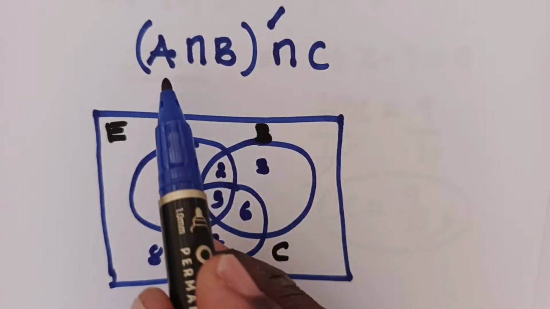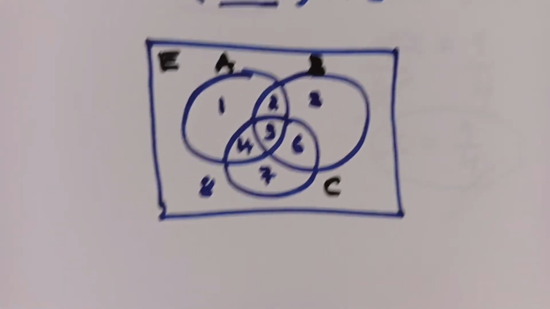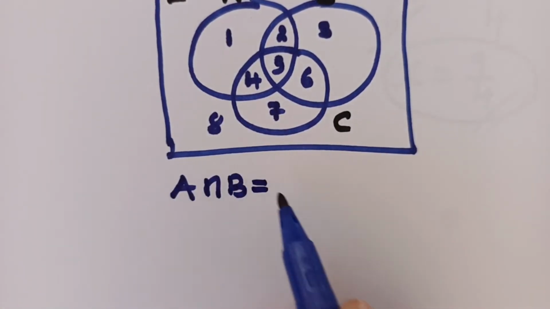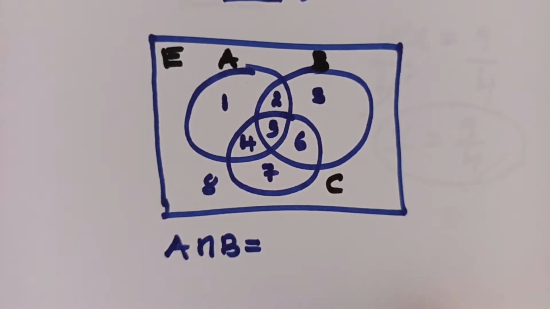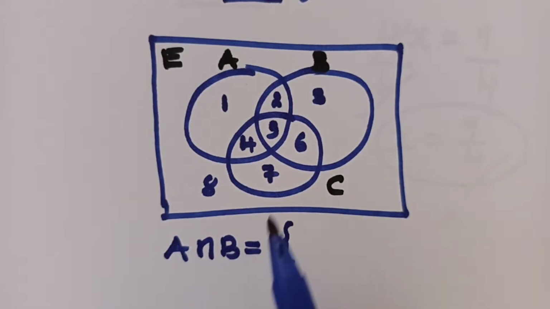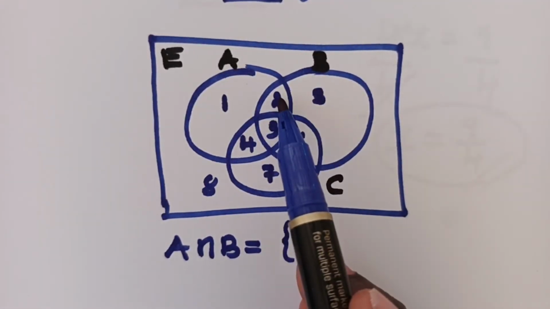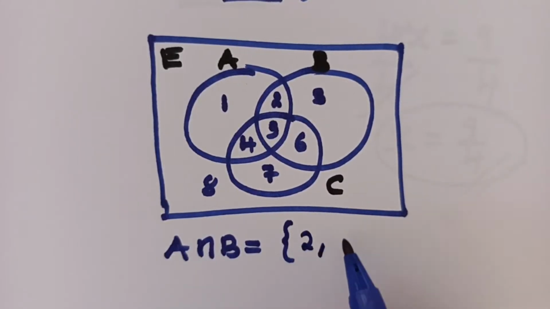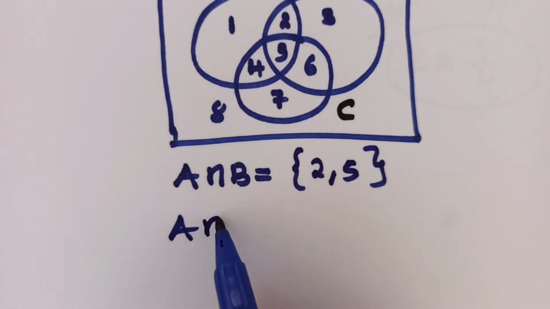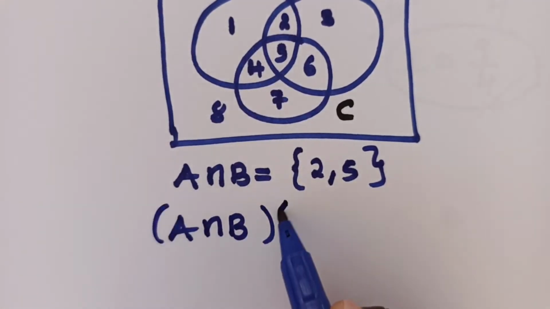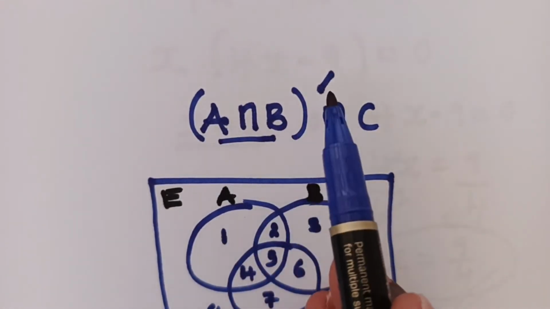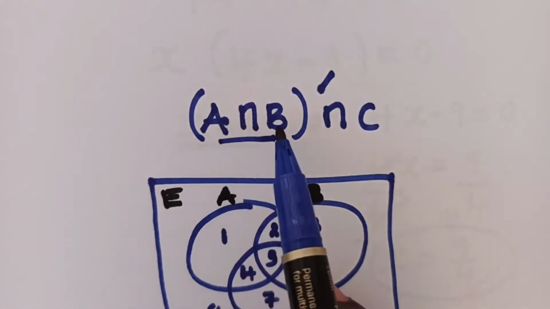You now start with what is inside here. That is A intersect B. When you look at A intersect B, I want you to pay attention. A intersect B is simply what is found in A and B. That is 2 and 5. So that is 2, 5. Now, we can identify our A intersect B complement. Here it says A intersect B complement. We've found our A intersect B.